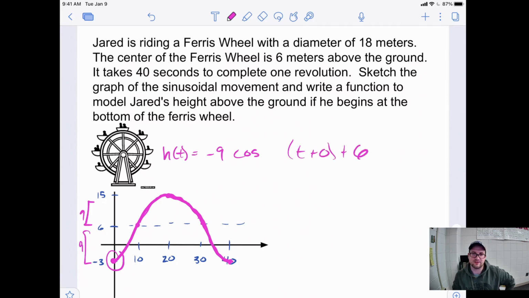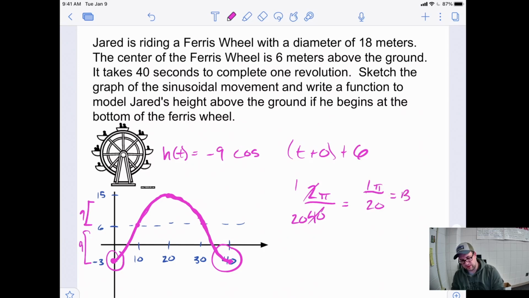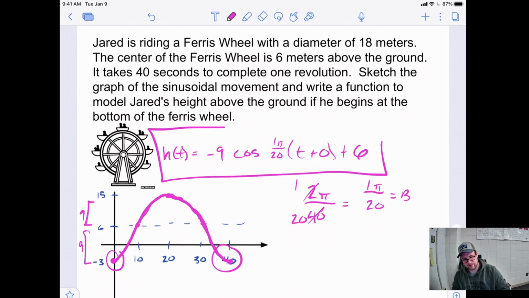of 6. To find your b value, you're going to take your 2 pi and divide that by your period, which is 40. 2 pi over 40 would make this into 1 pi over 20, and that will be our b value. So 1 pi over 20, and there we have it. That is the function that will model this.